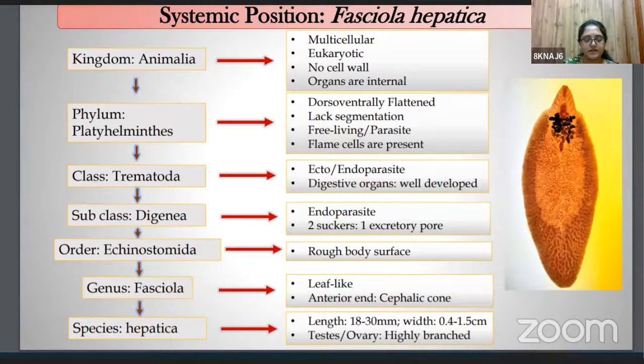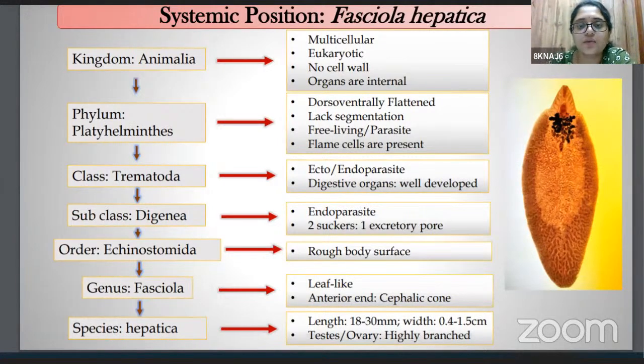So there are two hosts. The primary host is the sheep, in which the adult flukes are attached to the walls of the bile duct. The secondary host is a small specific gastropod snail, Limnaea truncatula. All the larval stages take place in this snail. Occasionally, other species of snails such as Planorbis or Bullinus also act as secondary hosts. The adult is soft and dorsoventrally flattened.